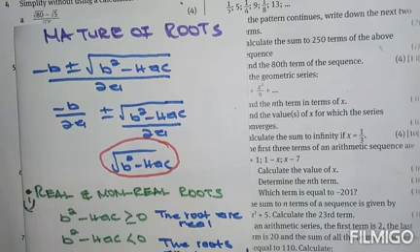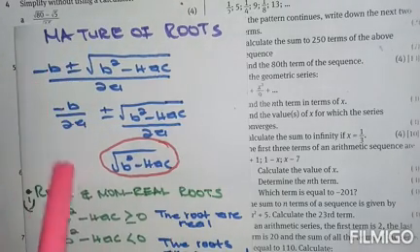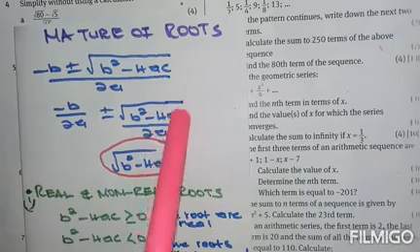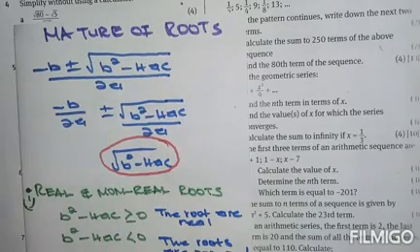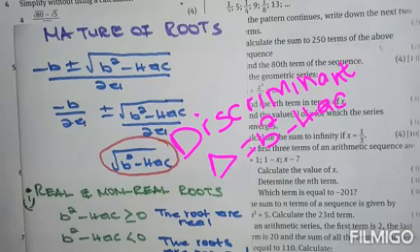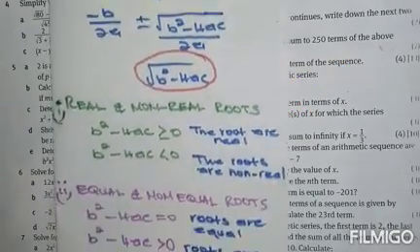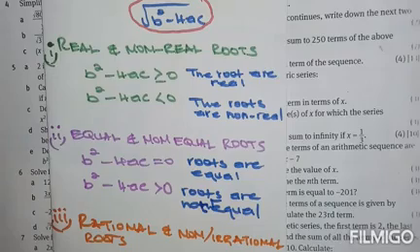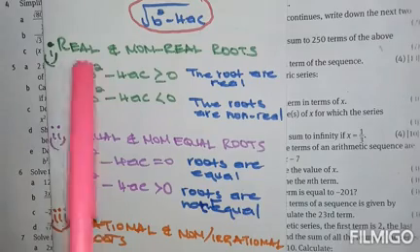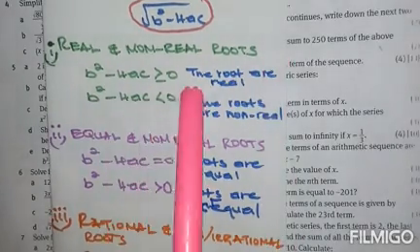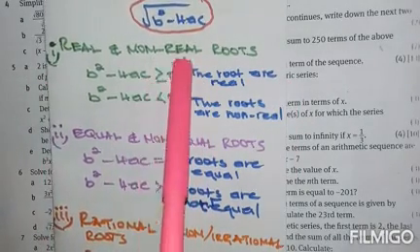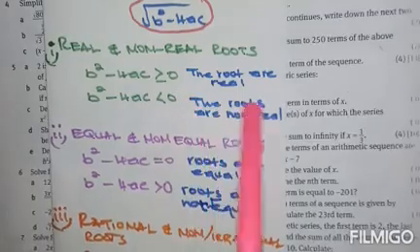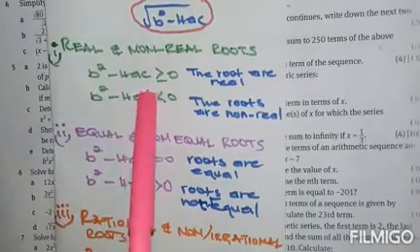To describe the nature of our roots, we use the quadratic formula, but only this part of it, the square root of b squared minus 4ac, is necessary to describe the nature of our roots. First, our roots can be real or non-real. Our roots are real if b squared minus 4ac is greater than or equal to 0, and non-real if b squared minus 4ac is less than 0.